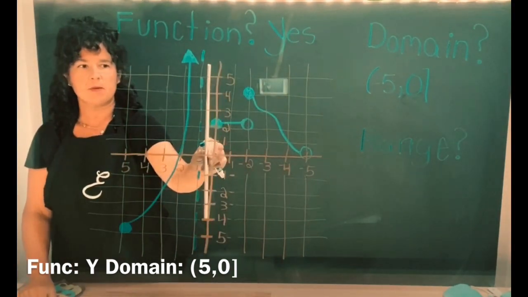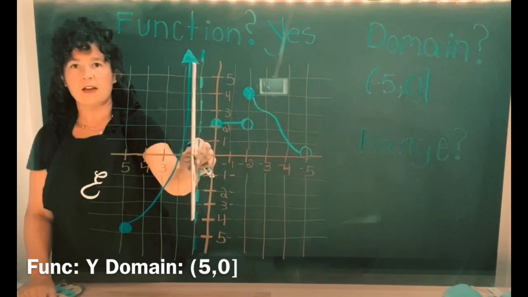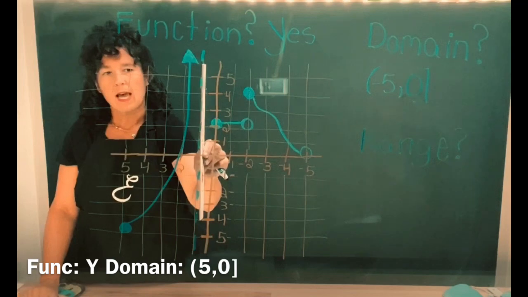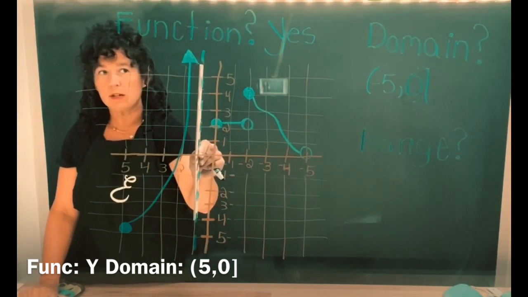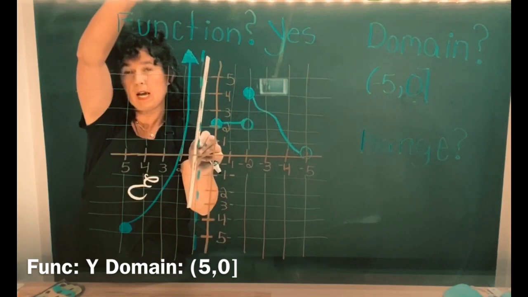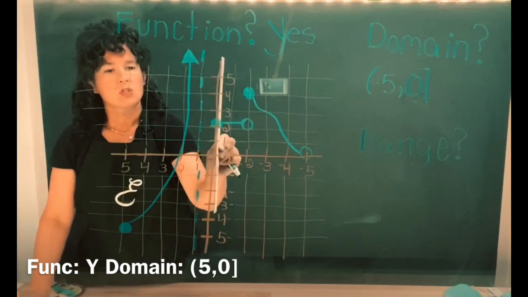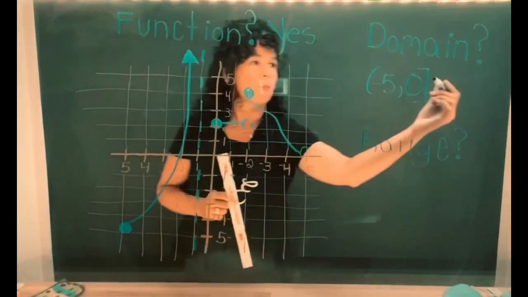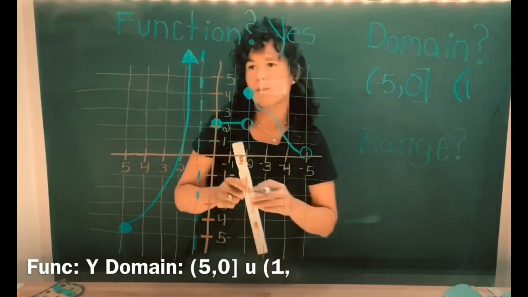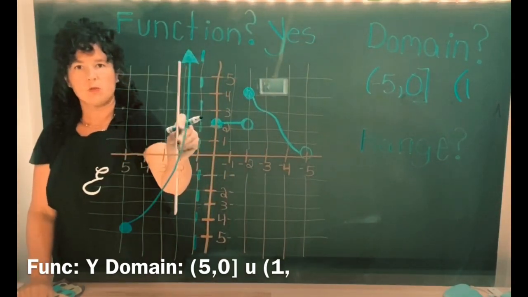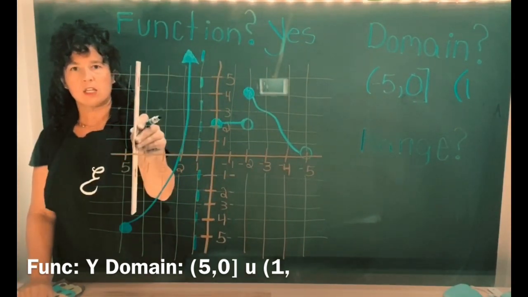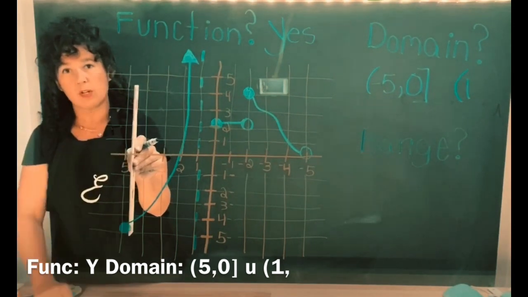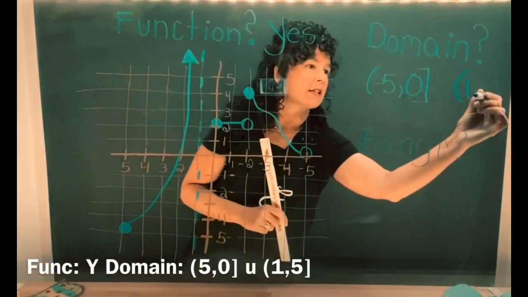The next time that we are in contact is just after this asymptote. This asymptote is at 1. And so at 1.000001, we would be in contact. We'd be way up high. So just after 1, we become in contact. So we're going to do a parenthesis, 1. And then if I continue moving over here, I'm in contact with the graph until I get to +5, solid dot, we're in contact. So bracket 5.